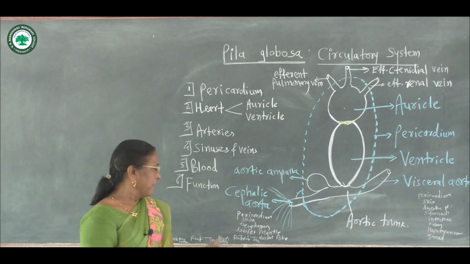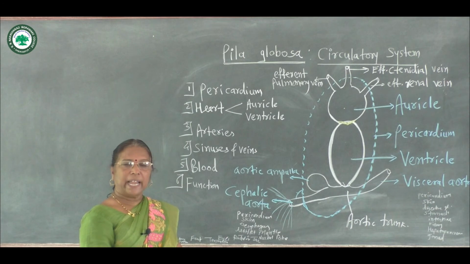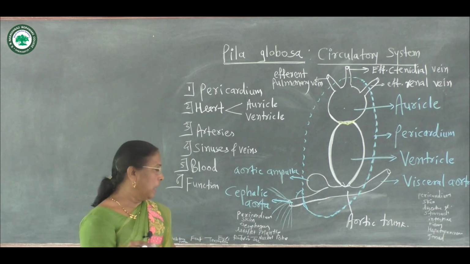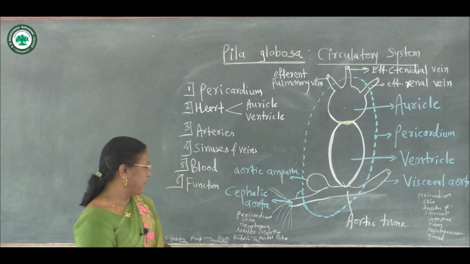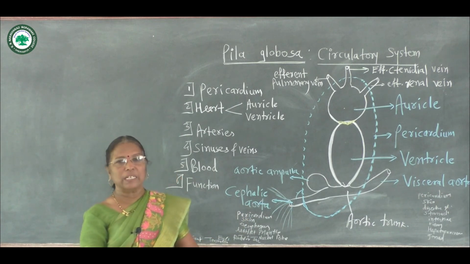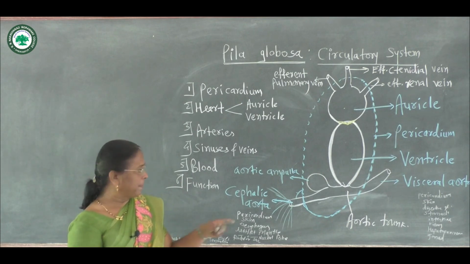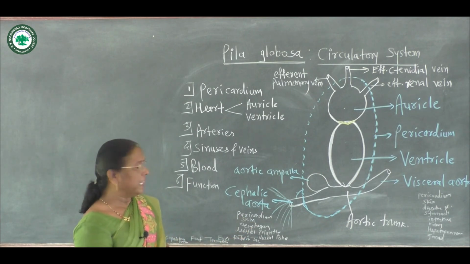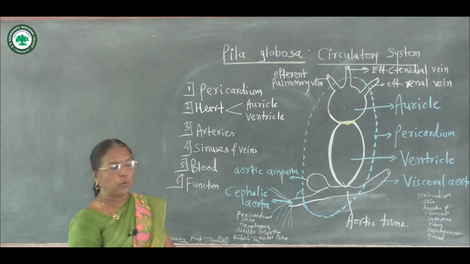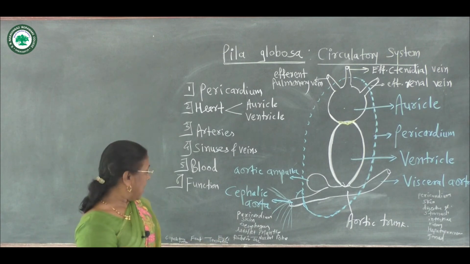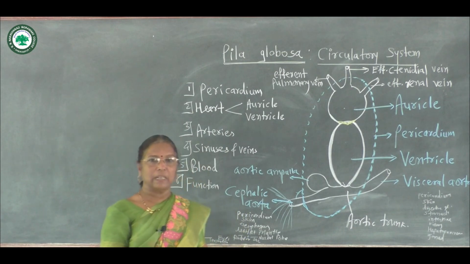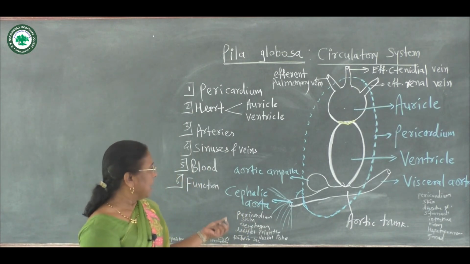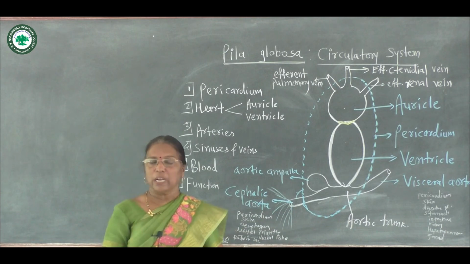Then the left side and right side of the mantle wall are also supplied through this cephalic aorta by means of separate branches. Then there is the radular sac. The radular sac is supplied by the radular sac artery. Then there is a pair of eyes or ommatophores. They are also supplied by the ommatophoral artery, and again near this there are two pairs of tentacles, the first small, the second large. They are also supplied by the tentacular arteries.